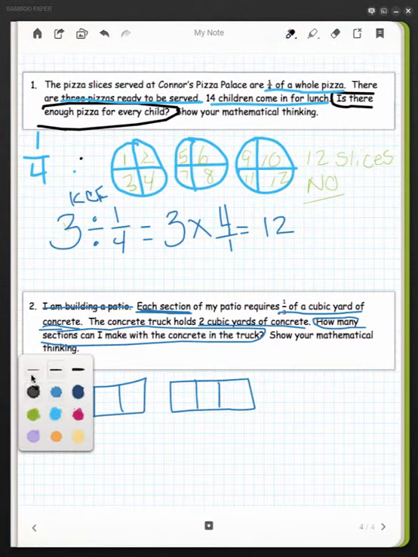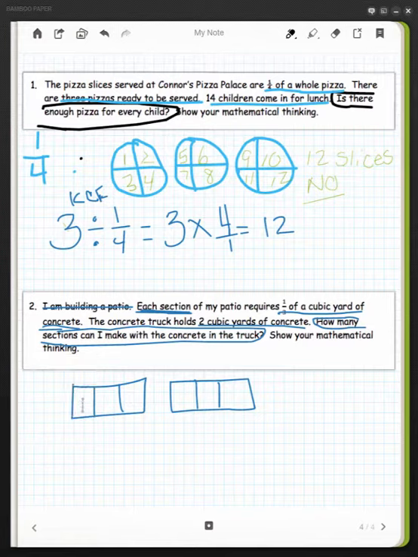And let's change colors. I have 1, 2, 3, 4, 5, and 6. So I have 6 sections that I can make with this concrete truck, or the concrete that's in the truck.